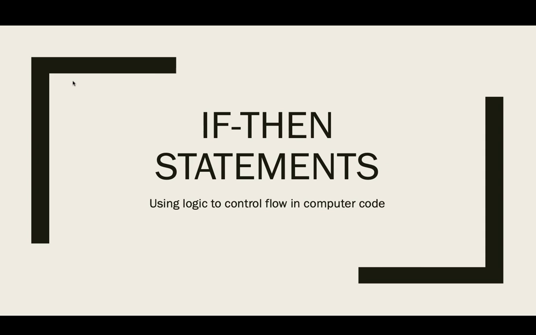And so for if-then statements, what we're really doing is we're using logic. And when we say logic here, we mean setting up things that can be evaluated as true or false to control the flow of our computer code by helping us make choices to set, say, variables a certain way depending on other variables. So how does this really work out?